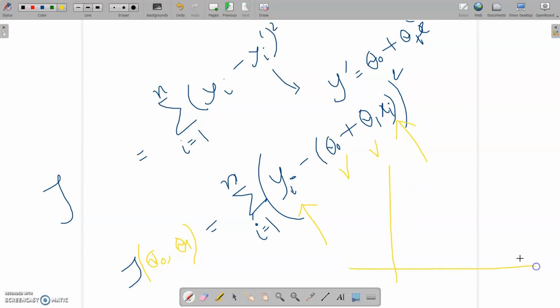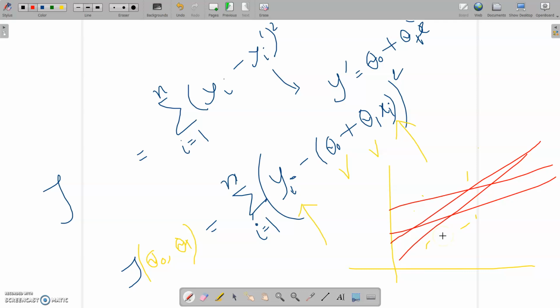So there was the data. The data was like this. What are you going to do? For different values of theta 0 and theta 1, we'll get different lines. So we want to find the line that has the minimum J. You can call it the cost function.